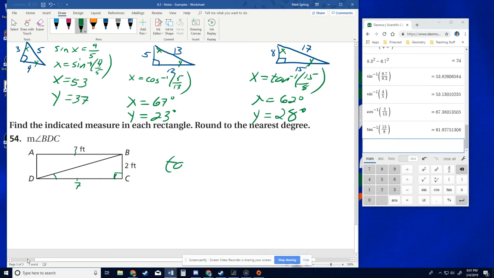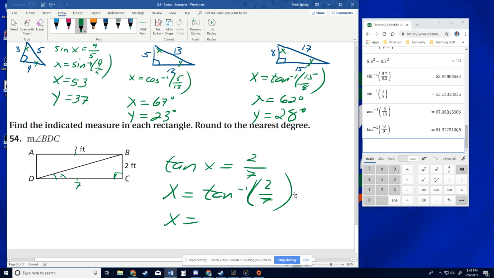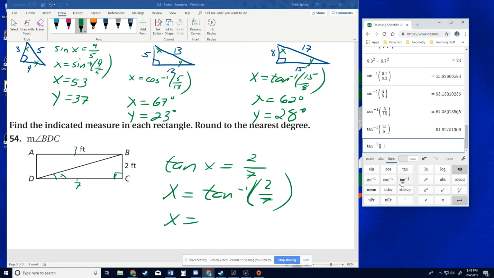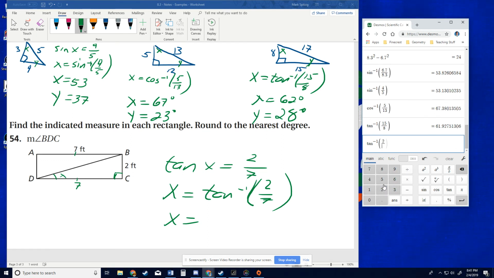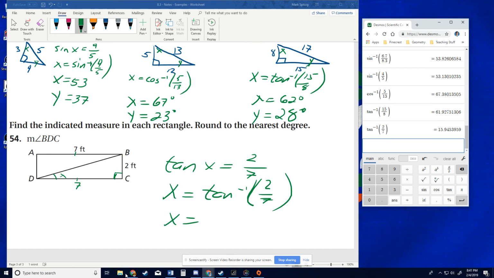That's tan. So we know that tan of this angle, which I guess I'll call x, is going to be the opposite over the adjacent. So x has to be the inverse tan of 2 over 7. And so x has to be, let's do that, inverse tan of 2 divided by 7. And it's about 16 degrees.